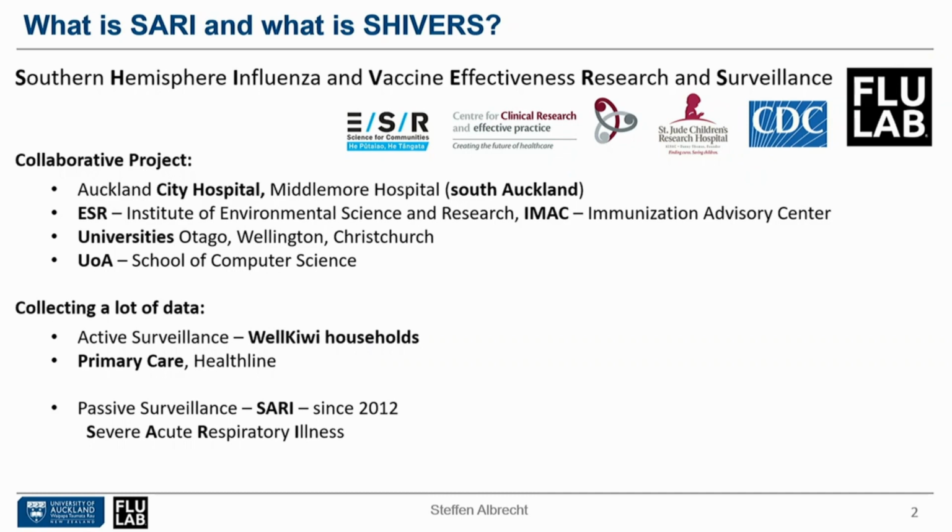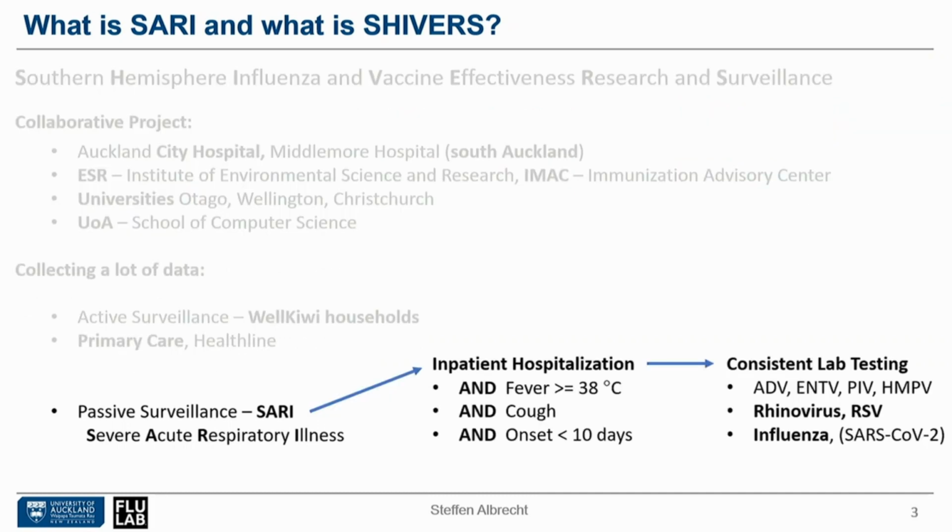So this is SARI, tracked since 2012, and these are cases that stay in the hospital at least for a night, and they have a fever and a cough, and the onset of these symptoms has to be within the last 10 days. So this is a clear definition from the World Health Organization, actually. And what we also have for this data set is a consistent lab component, as we call it. So they test for 10 different respiratory viruses, including influenza.